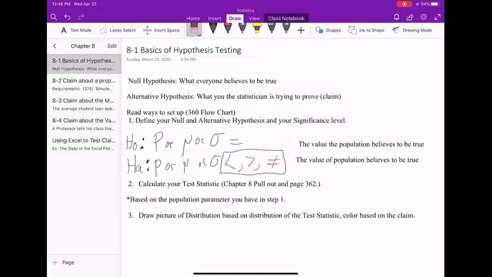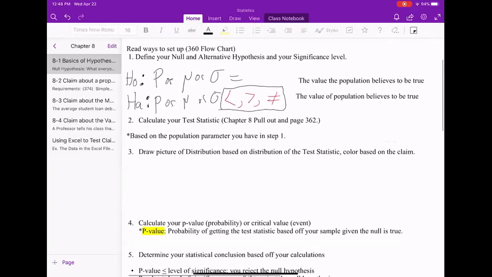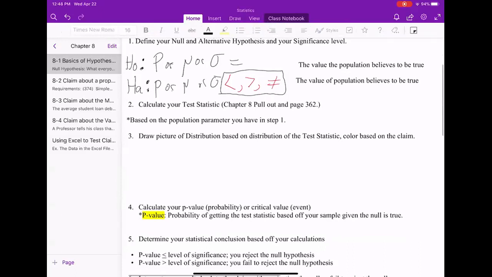So we'll get into calculating test statistics here in a second. And you know which test statistic to pick based on the population parameter that you picked in step 1. So again, this is why I say step 1 is the most important, because step 1 is going to tell you what to do in step 2.